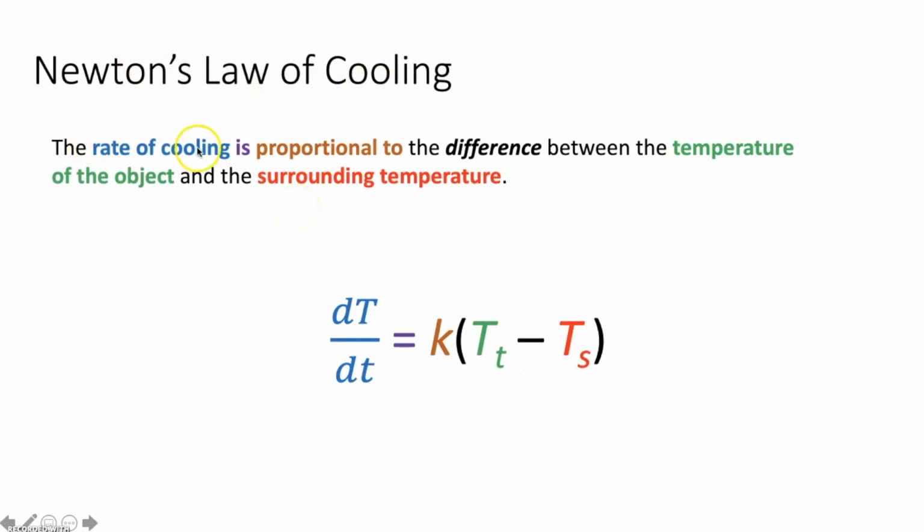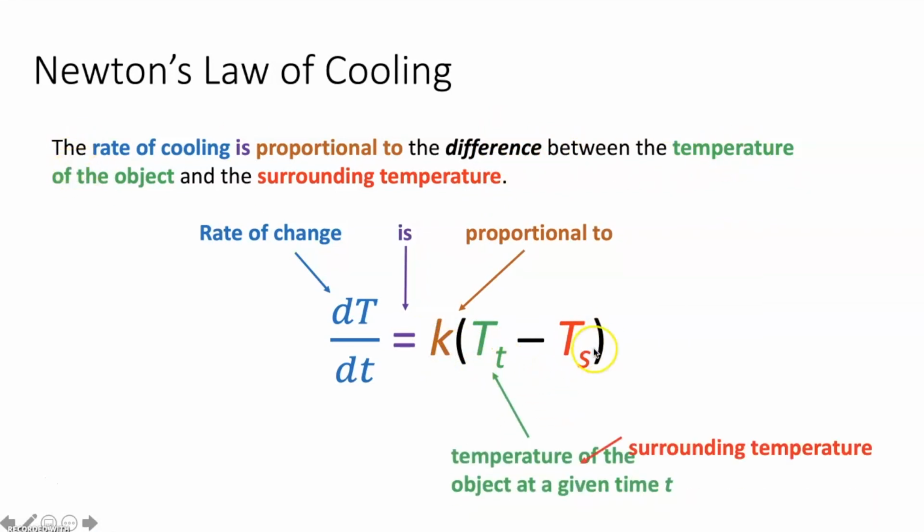First thing we're talking about is Newton's law of cooling. This says the rate of cooling is proportional to the difference between the temperature of the object and the surrounding temperature. In other words, this differential equation right here, where this would represent our rate of change or rate of cooling, equals, proportional to, means k, some constant, times the quantity. And it would be the difference between the temperature of the object at some time t and your surrounding temperature.